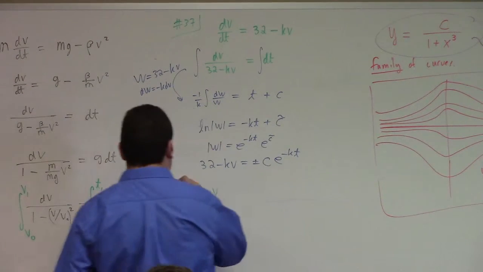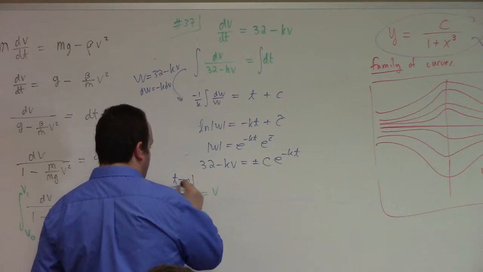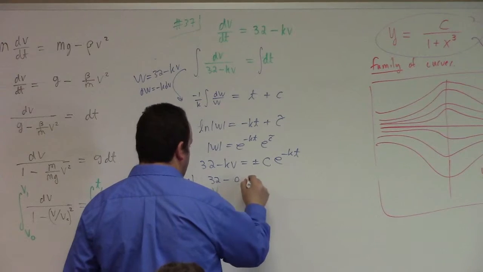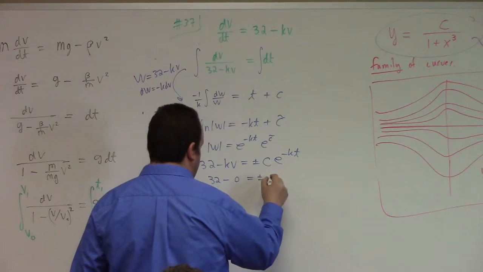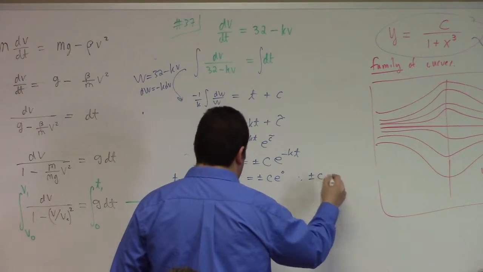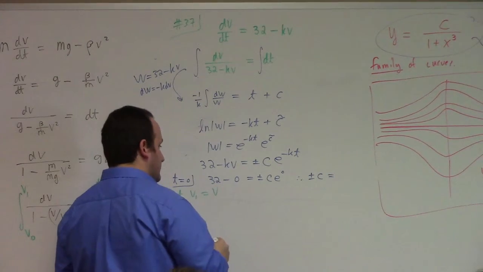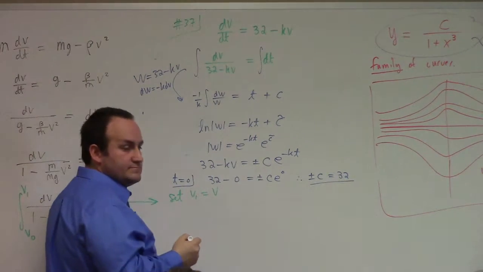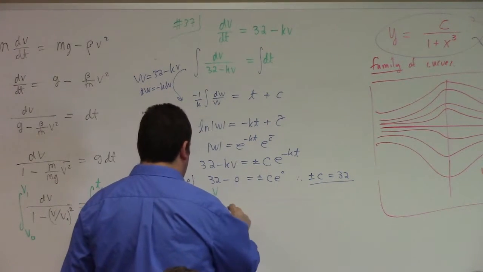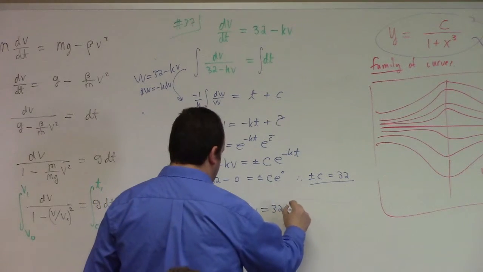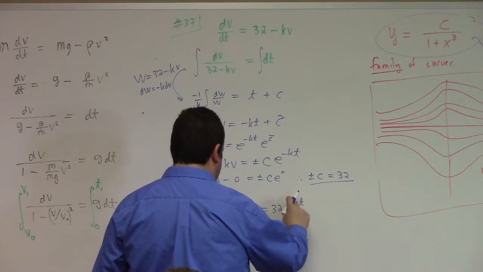So yeah, let's see here. At t equals 0, we've got 32 minus kv, which is equal to plus or minus c times e to the 0. So therefore, plus or minus c is equal to what? Apparently 32. So what's that give us? That gives us 32 minus kv is equal to 32 e to the minus kt. And now you can solve for v.